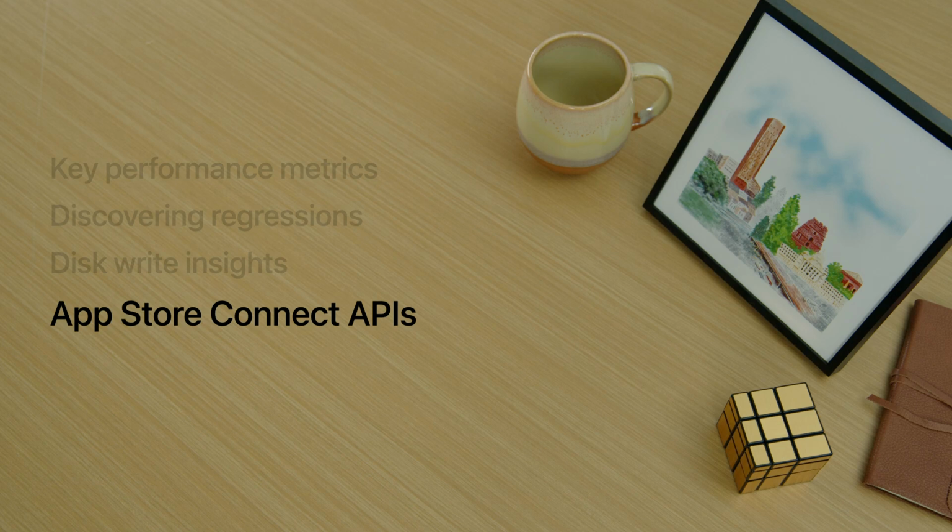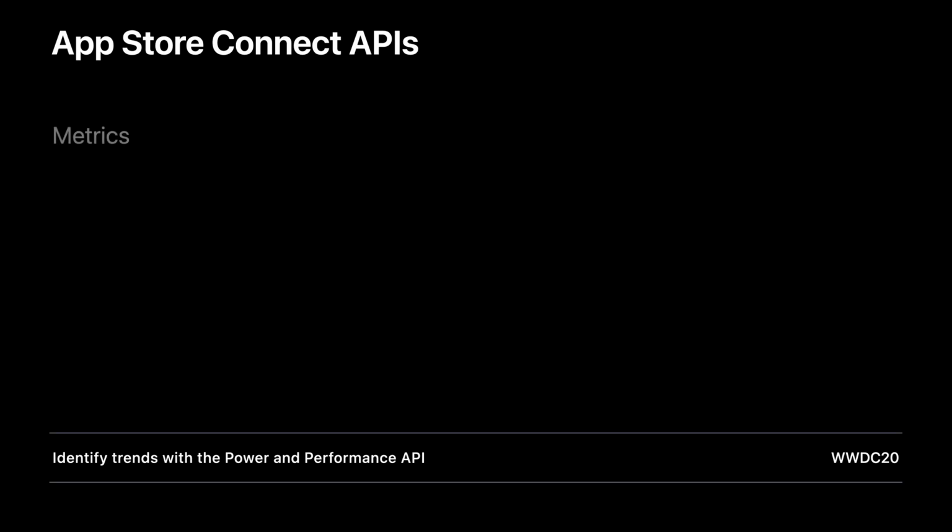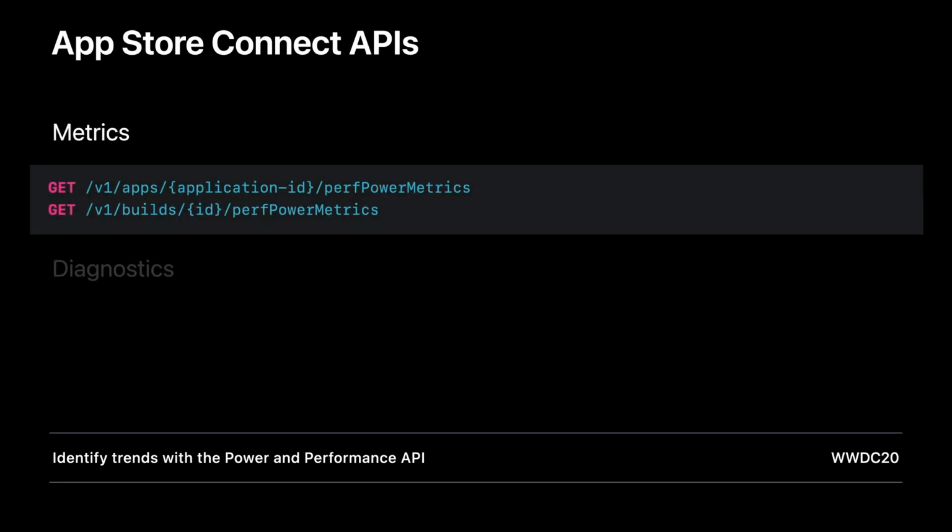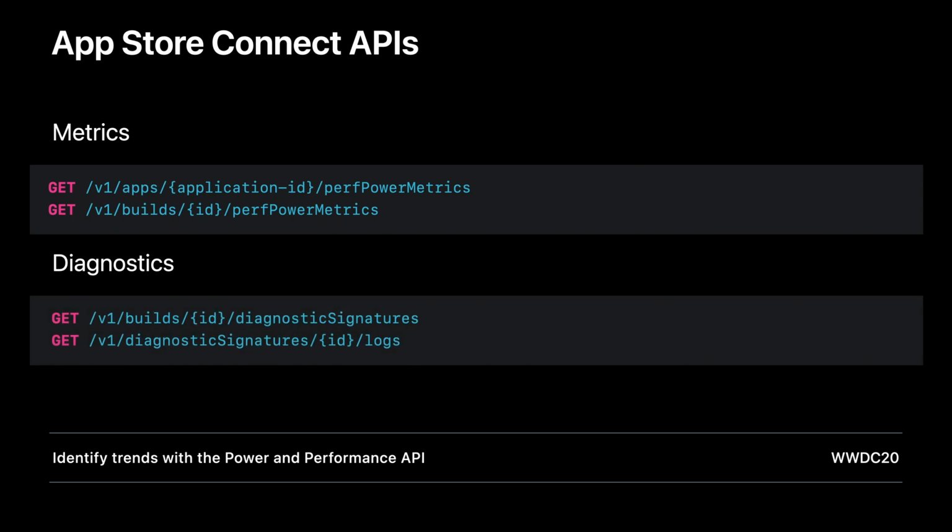In addition to the Xcode Organizer, there's another way for you to access all the analytics covered today, and that is App Store Connect APIs. These are great if you want to access data programmatically and build custom solutions. Perhaps you already have an analytics pipeline that you have set up. Then these APIs are the perfect tool for you to integrate all these cool analytics. Check out the video Identify Trends with Power and Performance API from WWDC21. It covers the API endpoints and responses in great detail.